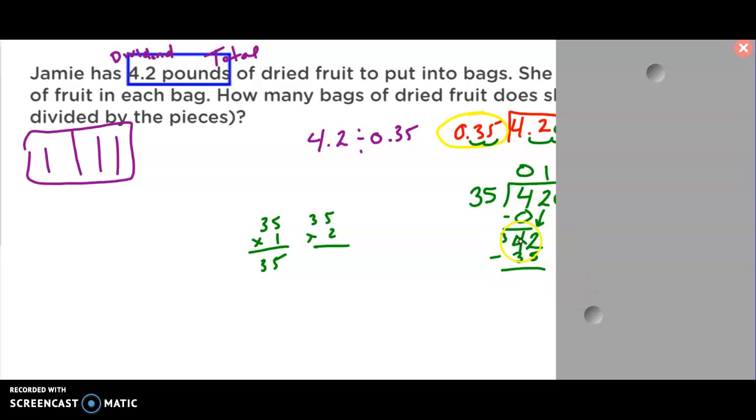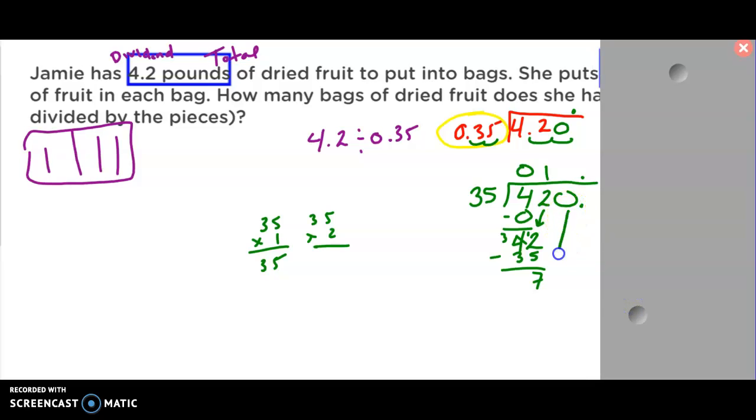Borrow. 4 becomes a 3. And then 2 becomes a 12. 12 minus 5 is 12, 11, 10, 9, 8, 7. That's right, 7. Bring down my 0. How many times does 35 go into 70?